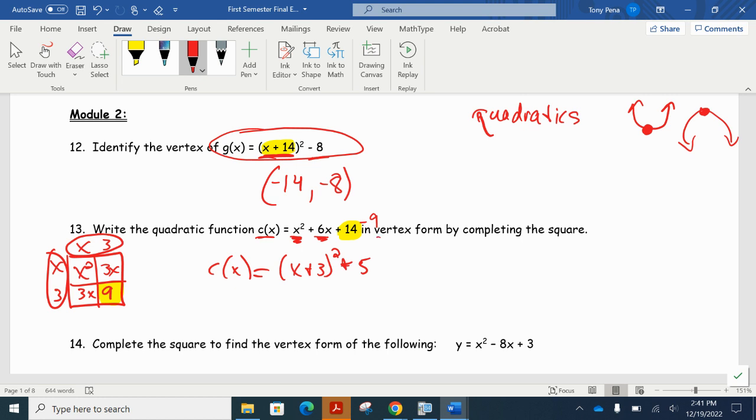Now I can look at this. If this is in vertex form, we can write the vertex. While I didn't ask that question in 13, we can now find the vertex as negative 3, 5.